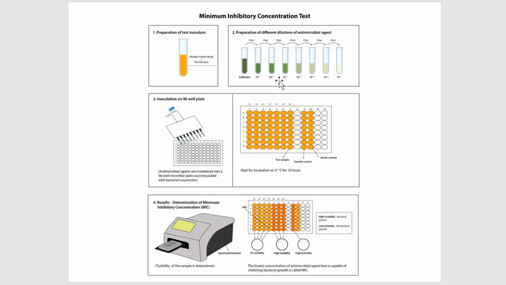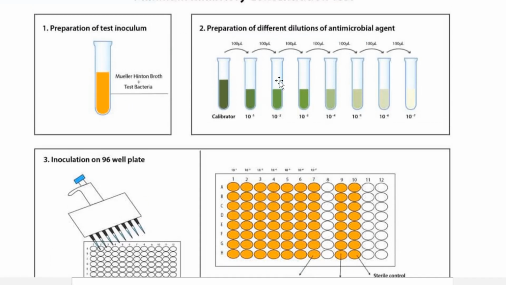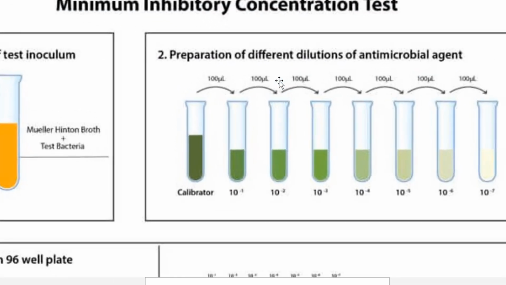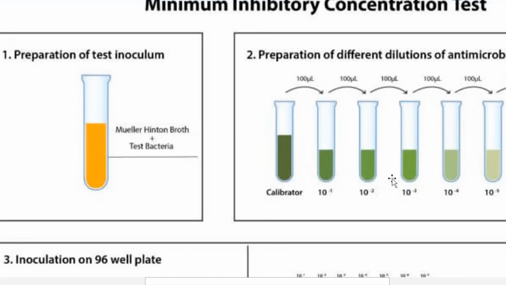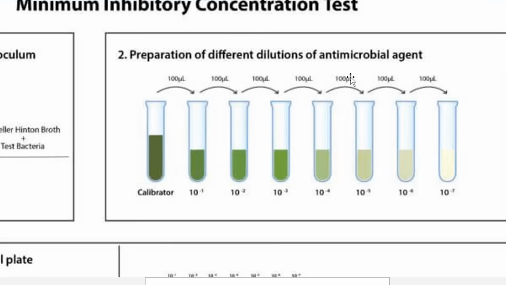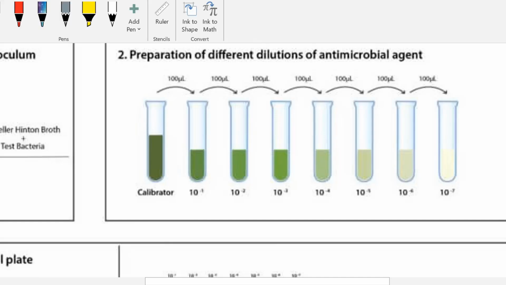So what we do is we prepare a serial dilution of the antimicrobial agent. We prepare the test inoculum. Here we have a broth, any broth we can take. Here they have taken Mueller-Hinton broth and the test bacteria. They grow the bacteria in that broth, and then we prepare different dilutions of the antimicrobial agent. We have a stock solution, and from there we prepare serial dilutions.